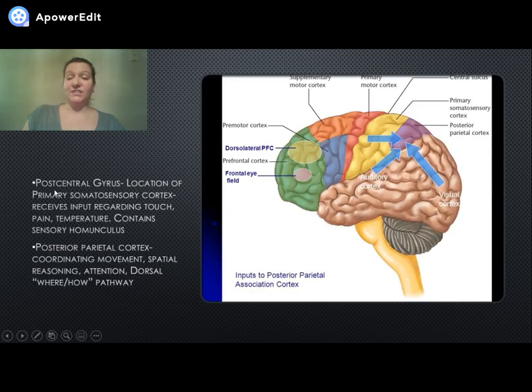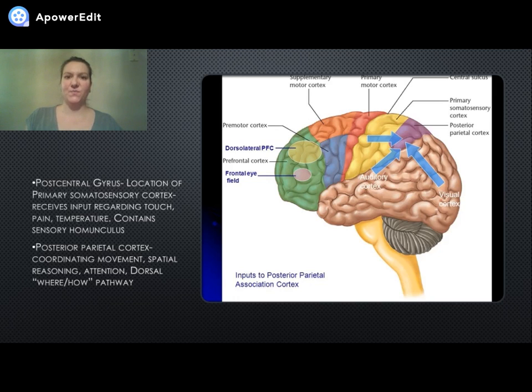So we've got the postcentral gyrus, which is the location of the primary somatosensory cortex, which is right here, which is influenced by the auditory cortex, the visual cortex, and the motor cortex. And that area is responsible for receiving input regarding touch, pain, and temperature. And it also contains the sensory homunculus.